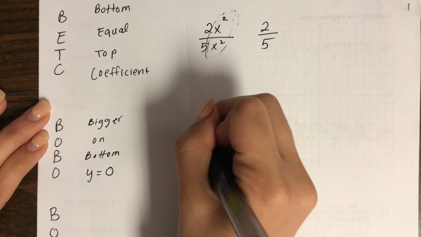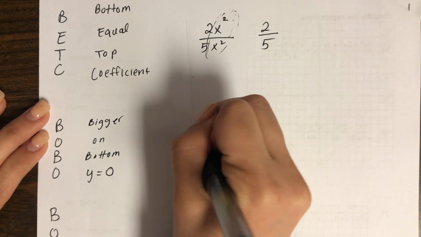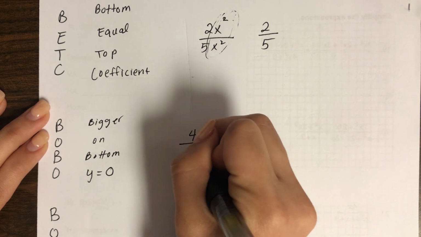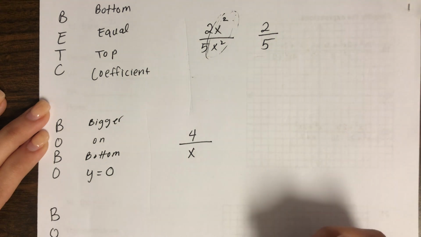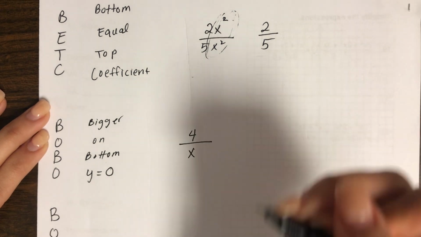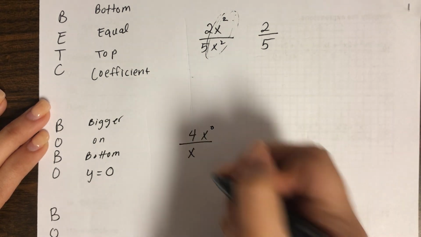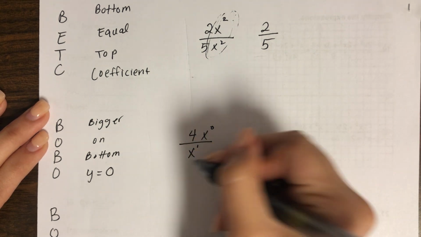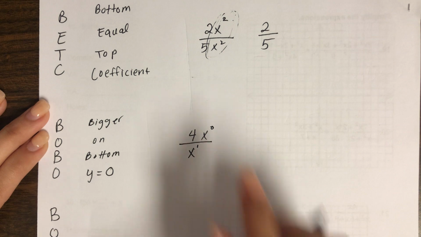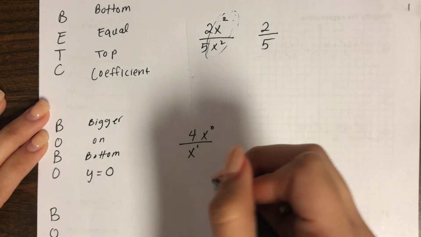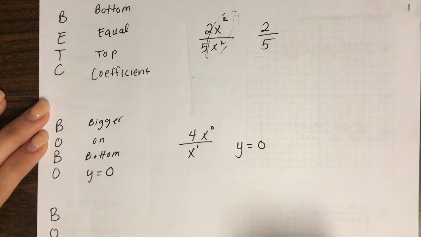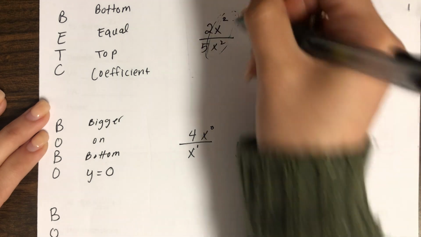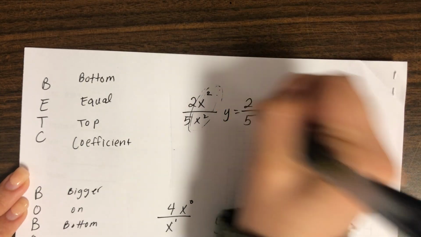If it looks something like this, we have 4 divided by x. There is no x on top, so it's like saying it's x to the 0, and here we have x to the first power. So it's bigger on the bottom because this x is bigger than this x. If we have that, that means our horizontal asymptote is going to be 0. Over here, I forgot to write y is equal to 2 over 5, sorry.